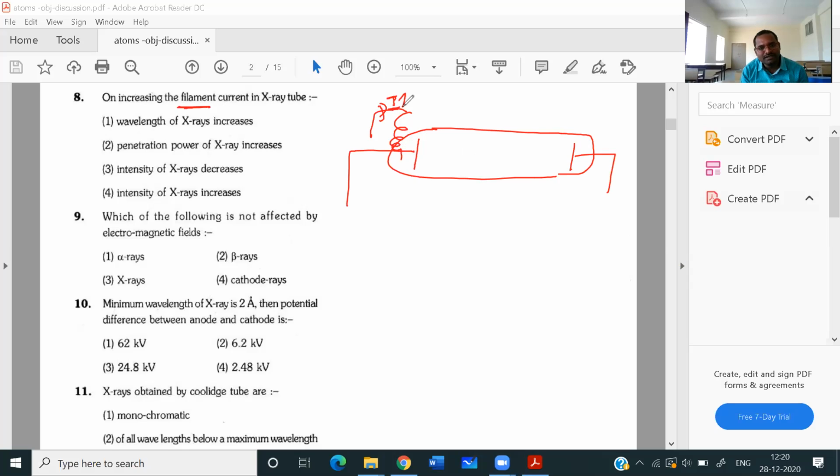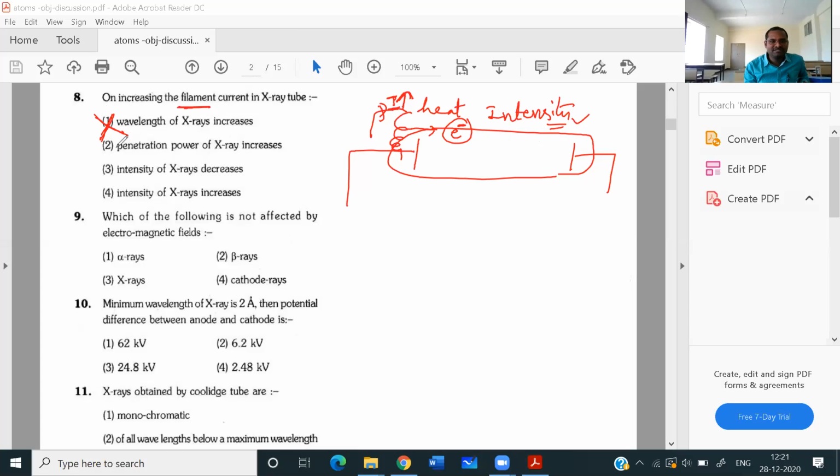Okay, if you increase the current through this filament, then what happens? Heat energy will be produced. Due to that heat energy, the intensity of emitted electrons will increase. Are you understanding? The energy of electrons doesn't increase. The intensity, the number of electrons emitting from this filament, will increase. Clear? Got it? So the question is, on increasing the filament current in the X-ray tube, the wavelength of X-rays increases. No, wrong, because there is no change in the energy of the electrons. Due to that, no change in the wavelength of X-rays.